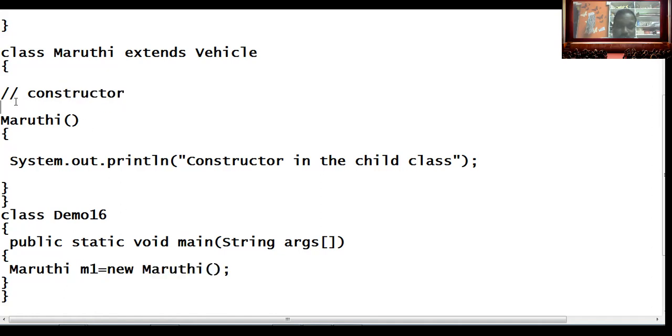So when is the constructor going to be executed? When an object of the class is created. The class name is Maruti, and for this Maruti, the object is m1. Whenever you create an object for the class, the constructor automatically gets activated. Okay, so I'm going to save the code.